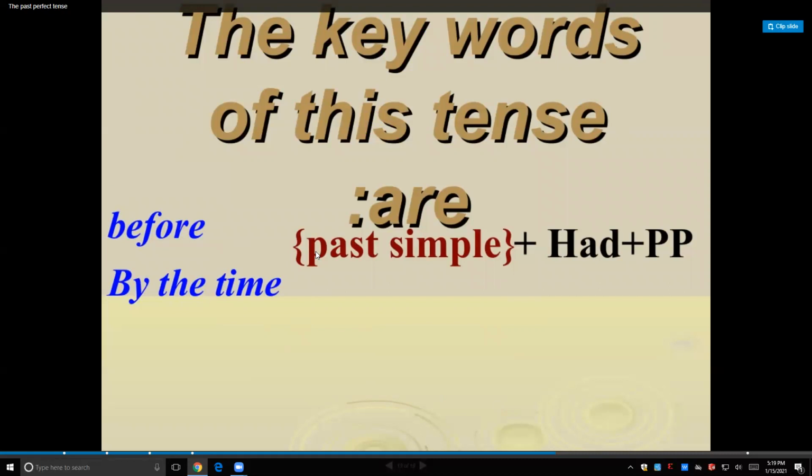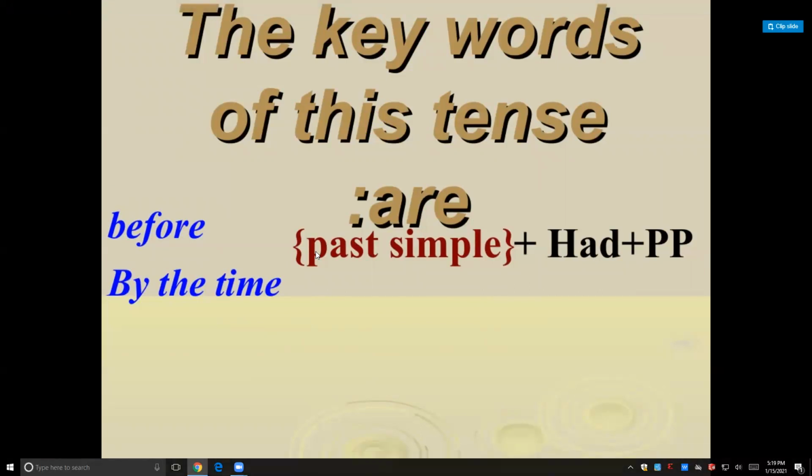So it doesn't matter whether we use past perfect in the first part of the sentence or the second part of the sentence, but keep in mind the action which took place first, whether you're mentioning it in your first part of the sentence or the second part, the action which took place first has to be in past perfect, and the other action has to be in past simple tense.